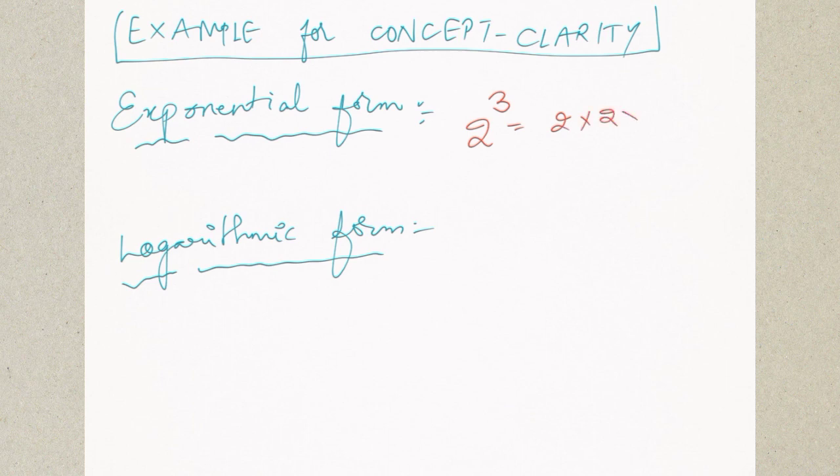Now 2 cube, how will I write it? 2 into 2 into 2 equal to 8. Or simply I can write it as 2 cube is equal to 8. This is in the exponential form. See, exponents and logarithms are topics which are related to each other. Logarithms is just a way to represent the exponents. Now if I have to write 2 cube is equal to 8 in the logarithmic form, I have to write it as log 8 to the base 2 equal to 3.